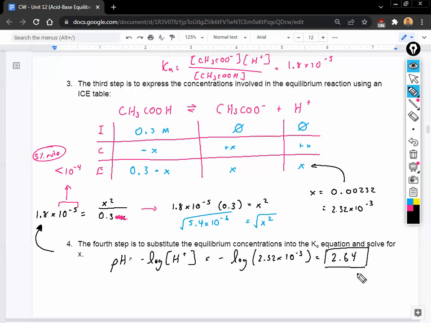So all that to say is that if you have a 0.3 molarity solution of acetic acid, the pH is going to be 2.64. You can automatically calculate what the pH is. And that tells you how acidic or how basic a solution will be. So now you can go home and calculate the pH of your vinegar, if that so interests you.